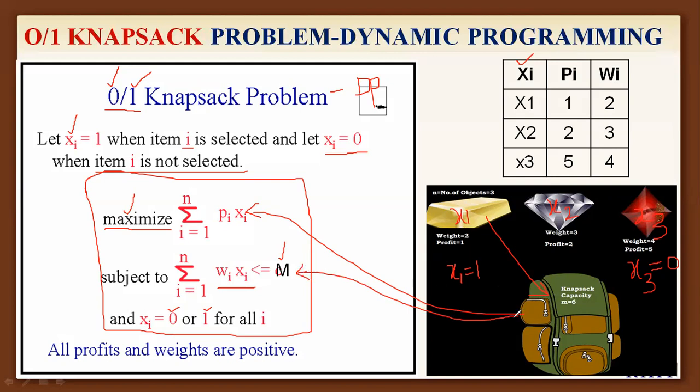The total weight of the items you selected or filled in the bag should not cross the capacity of the knapsack. And finally, you can fill the knapsack with values of either 0 or 1. You cannot use fractional values, like 1 by 2. This type of value you cannot use. So in this way you can solve the problem.